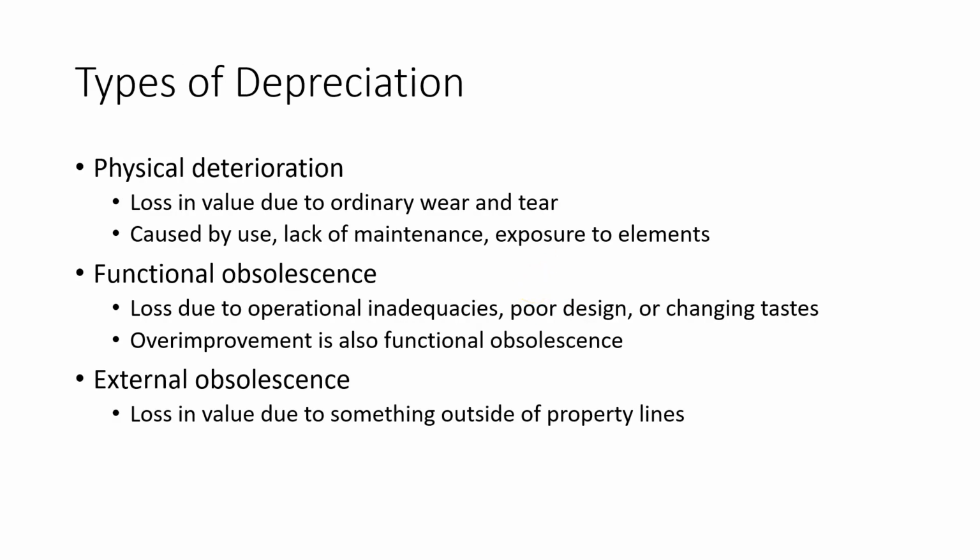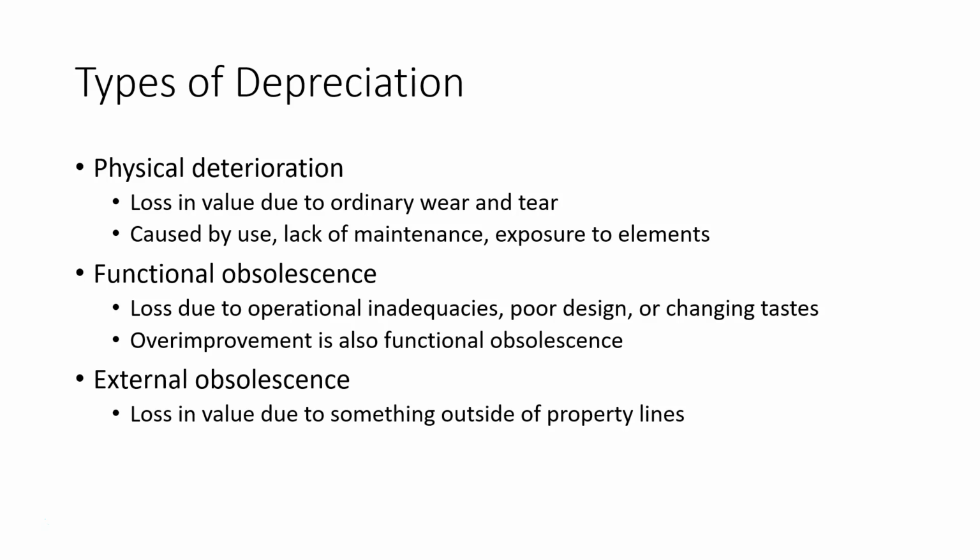What types of depreciation do we have? We have physical deterioration. That's due to normal wear and tear, weathering, lack of use, lack of maintenance, exposure to elements. We also have functional obsolescence. The home's fine, but it doesn't work the way I want it. It's got long corridors, it's got small bathrooms, or it's just not what I want anymore.